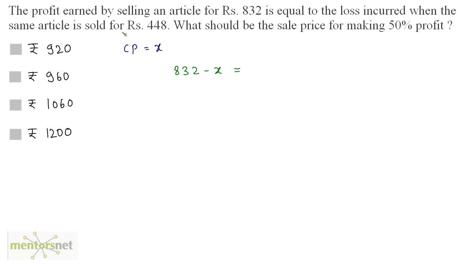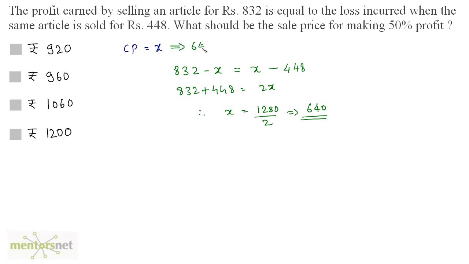Now we have a new selling price and we have a loss. So this is equal to the loss, and the formula for loss is cost price minus the selling price. So cost price X minus the new selling price, which is 448. So minus 448. Now we can find out the cost price from this equation. So 832 plus 448 is equal to 2X. Therefore X is equal to 1280 by 2, and that is equal to 640. So the cost price is 640 rupees.